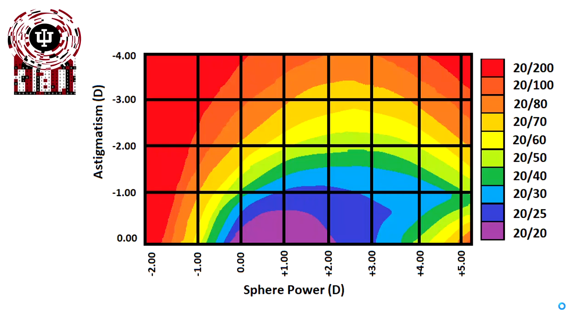Just like before, we have the sphere powers from -2 to +5 on the horizontal axis. We have more astigmatism on the vertical axis from 0 to 4 diopters of astigmatism. As we increase the amount of refractive error, either sphere or cylinder, we decrease the acuity, with redder colors being lower acuities or worse acuities, and cooler colors like blues and purples being better acuities.